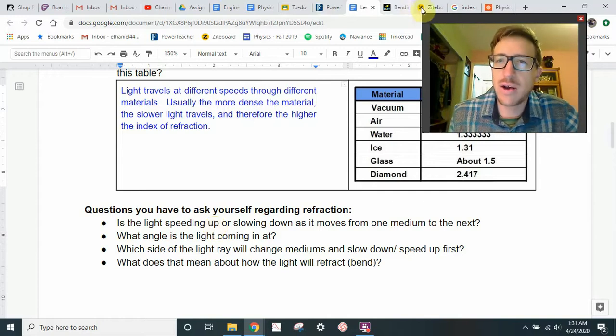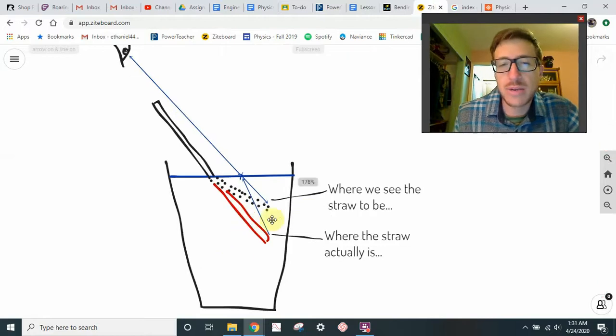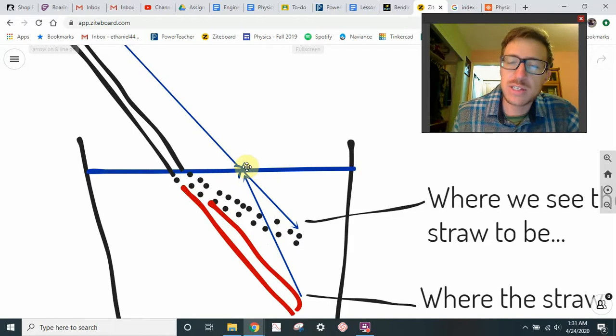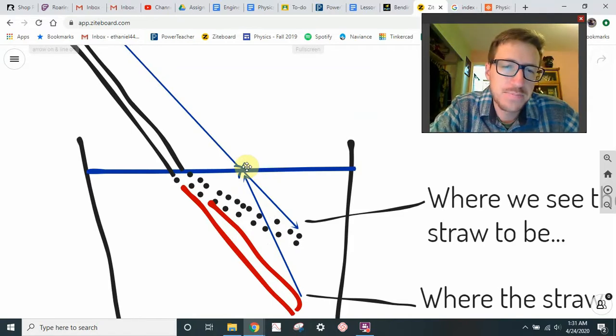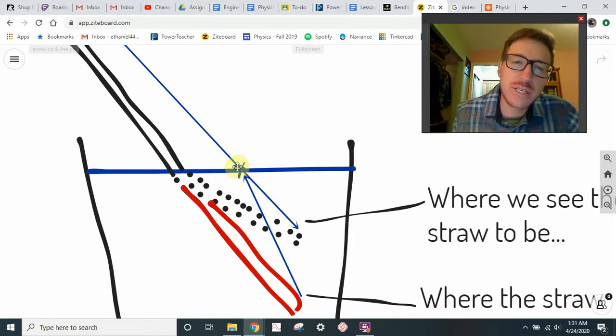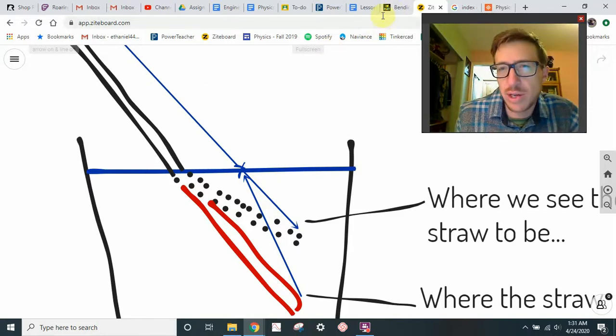So if we just look at our example that we drew in here, what's happening is we're going from water to air. So the light is going from a slower speed to a faster speed. And based on the angle that it's coming in at, we can imagine that the right side of this is going to speed up a little bit more first, because the light is going to speed up as it leaves the water. But the right side is going to exit the water first because of the angle that it's coming in at. So if the right side is leaving first, then that means the right side is going to speed up more, which means that it's going to turn to the left. That's what those questions mean there. That's how we can look at that.